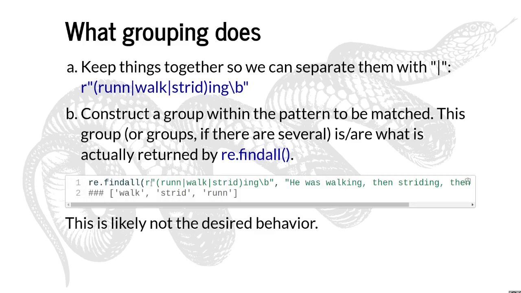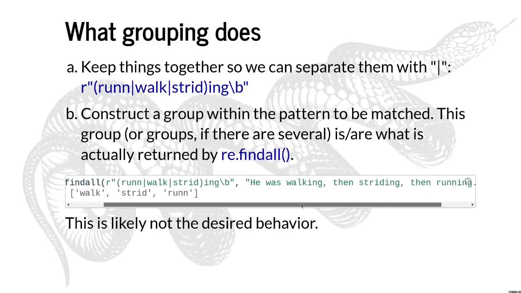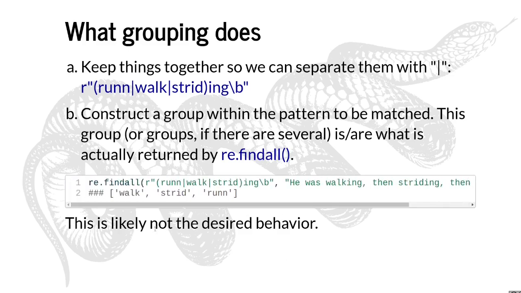So we can have re.findall with run, walk, stride, ing being the regular expression, and then apply it to "he was walking and striding then running", and that will return walk, stride, run. That makes sense, but probably in a context like this, what we're interested in is rather the full surface form, right? Running, walking, striding, in whatever order you have here. So what can we do about this?